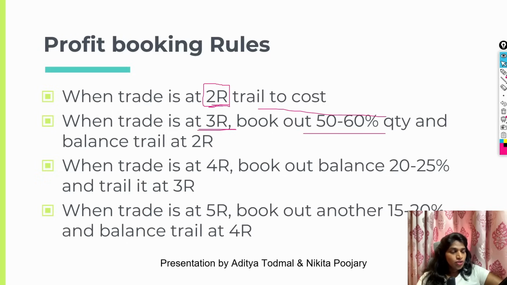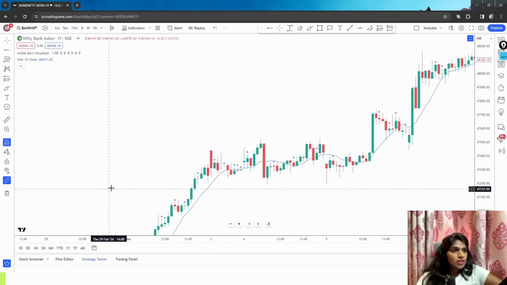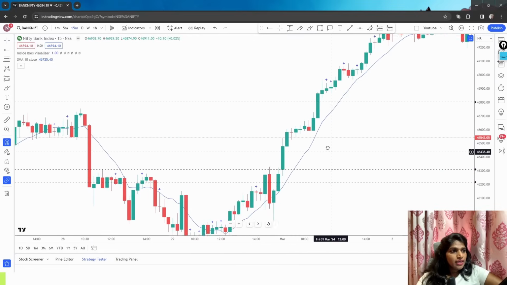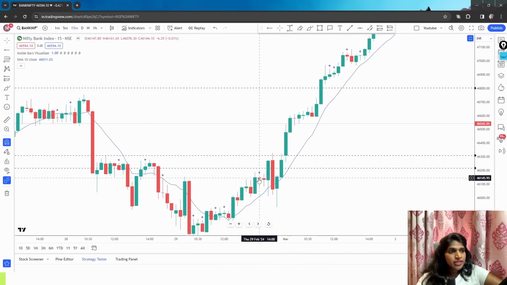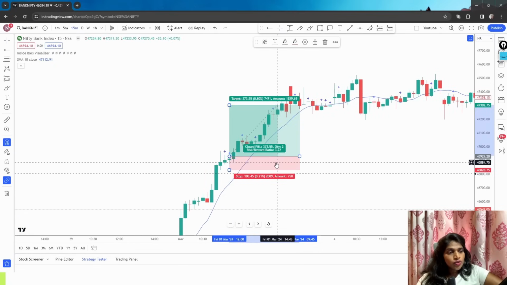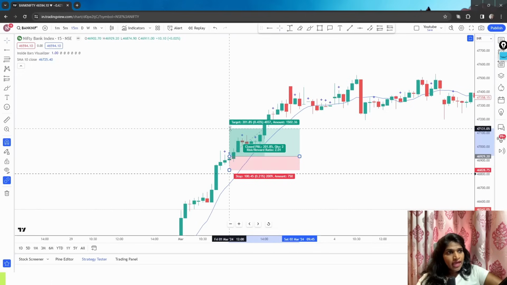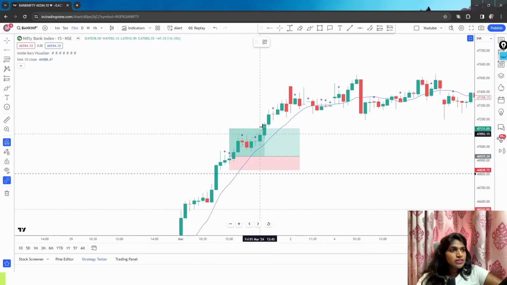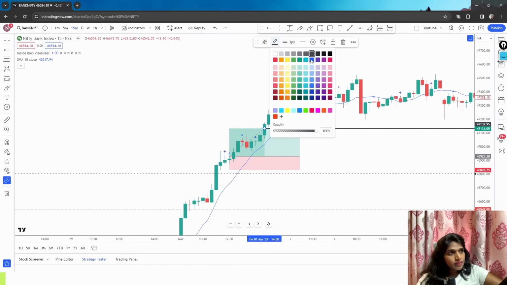I'll show it on the charts, because then it will be much easier. I'll keep this also, and let's say we have taken the trade here. Any trade would be fine, or here this 3 inside bar. So let's say this is my stop loss. Let's say I'm coming around this level. This is the level 47,132. This is where I know I will trail my SL to cost. Okay, at this level I'll mark it in yellow.